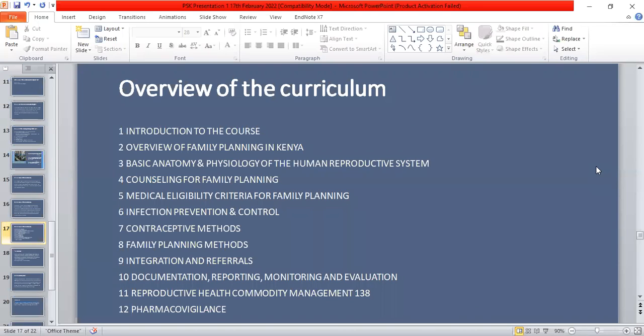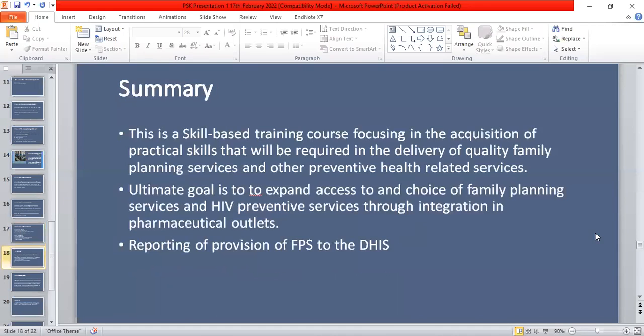documentation, reporting, monitoring, and evaluation, and 11, reproductive health commodity management and pharmacovigilance. So as a summary, this is a skill-based training course. So the focus is to acquire practical skills, not just gathering knowledge. So acquisition of practical skills, it's clearly a learning methodology that will be required in the delivery of quality family planning services and other preventive health related services.